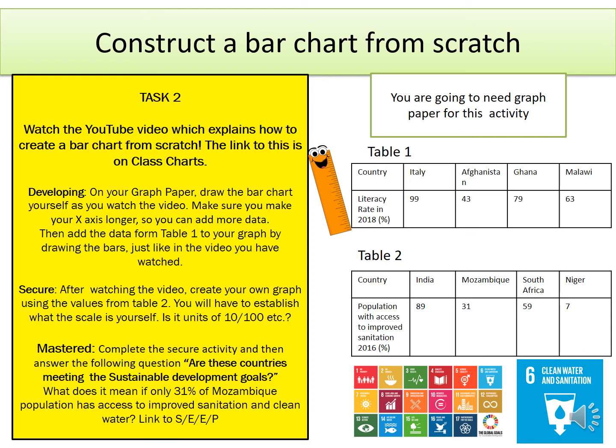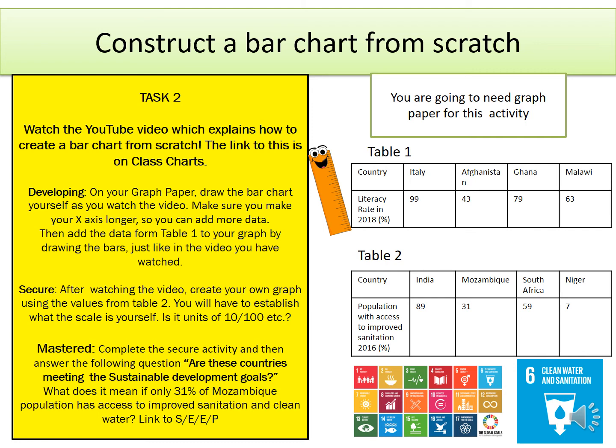If you're aiming for a grade 3 or 4, you'll have to do the developing task, which means that on your graph paper, you have to draw the bar chart from the video as you are watching the video. Make sure you make your x-axis longer so you can add more data later. After you finish watching the video and you created the same graph that you've seen in the video, make sure you then add the data from table 1 to your graph by drawing the bars, just like you've seen in the video.